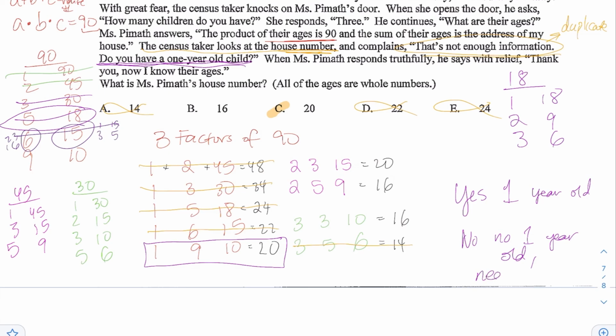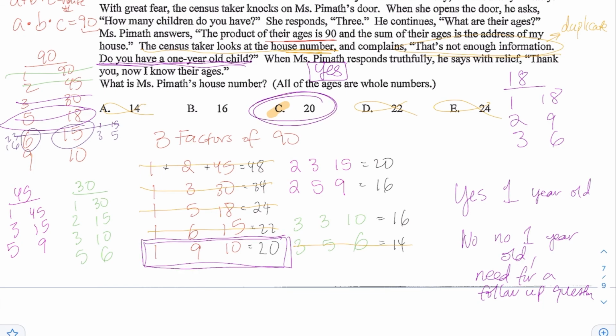So because he was done after Ms. Math says yes, and there was no need for a follow-up question, we know that the answer to do you have a 1-year-old has to be yes. But again, that wasn't given in the problem. You have to figure that out. So that means that she must have a 1-year-old, and that means that the sum has to be 20. It has to be 1, 9, and 10. So the answer is choice C. So you have to use a little bit of logical reasoning there.